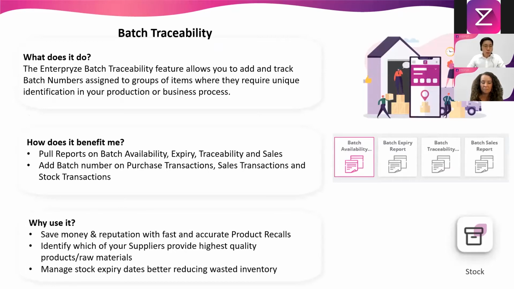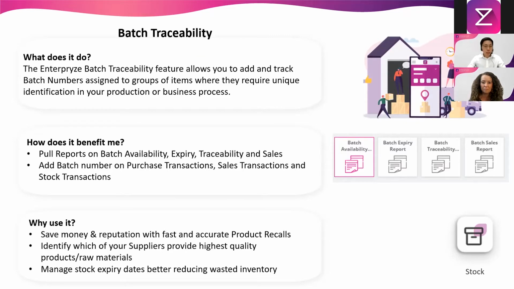The first feature that we'll be covering today will be the batch traceability feature. This feature is for you if you are in the wholesale, manufacturing, or even trading industry. Basically, if you require to track batch numbers or even expiry dates, this is for you. Enterpryze allows you now to track and add batch numbers in each different item group, and then you can pull out reports such as availability, expiry date, traceability, or even sales report.